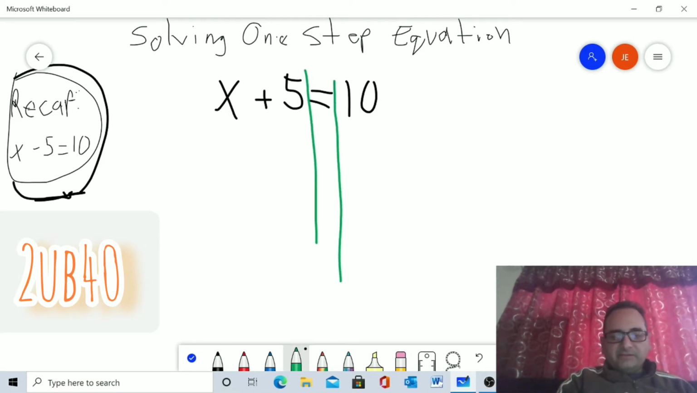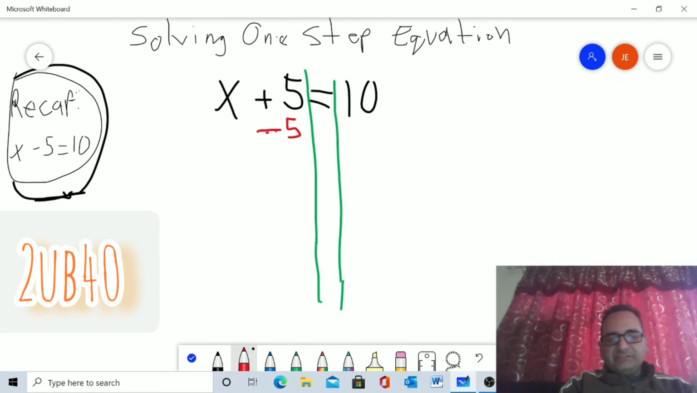I will divide the equation into two sides. What is the inverse operation of plus 5? Well, negative 5. And whatever you do to one side, you gotta do it to the other side. Remember, just like the previous video.